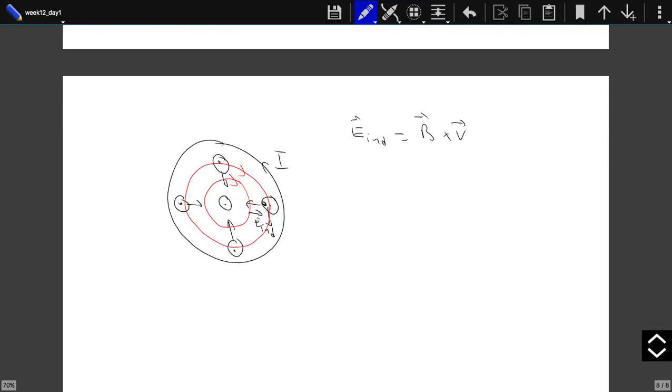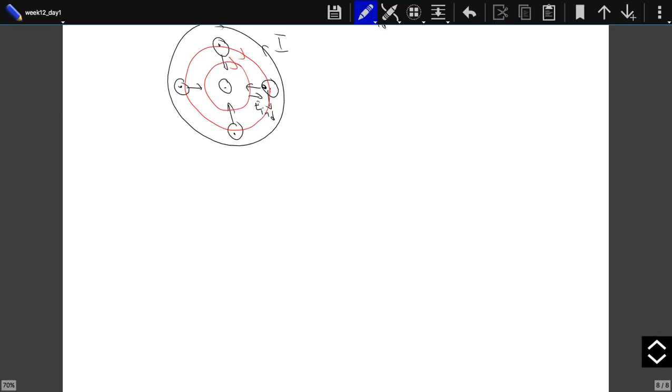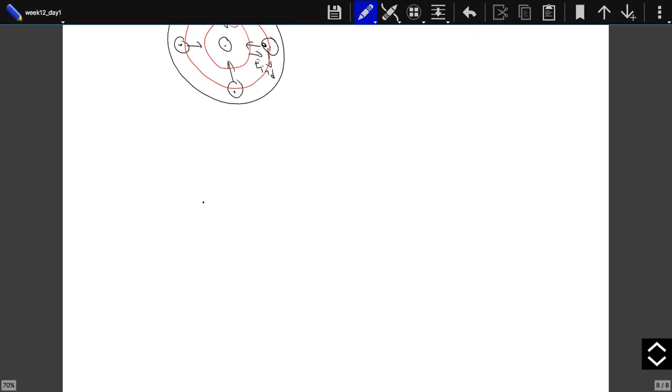Now let's consider the outside region. So this is basically how we can determine the direction of the induced electric field and what's going on inside the solenoid. Let's look at outside the solenoid. The finite solenoid case.